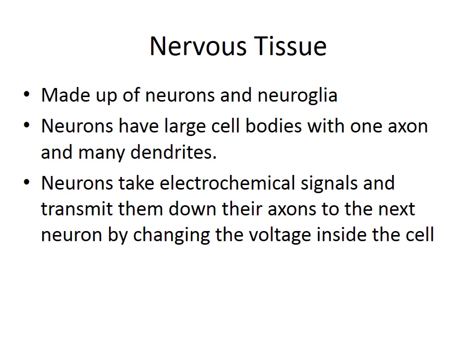And then we come to the last part, which is nervous tissue. Nervous tissue is made up of neurons and neuroglia. Neurons are nerve cells, which have very large cell bodies, and they have one axon or protrusion or a foot, and many smaller dendrites or hair-like protrusions around their sides. Neurons are very specialized cells because they take electrochemical signals and transmit them down their axons to the next neuron by changing the voltage inside the cell.